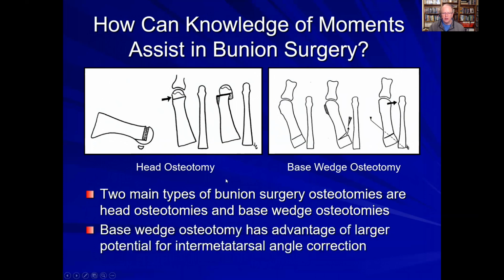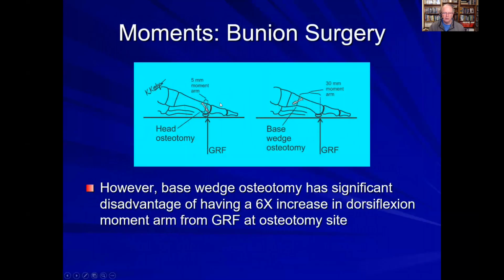So when we do a base wedge osteotomy, it has a distinct advantage since it has a longer moment arm to the head of the first metatarsal. We can do larger angular corrections, whereas in the head osteotomy, we can do only smaller corrections of the intermetatarsal angle, which is dependent on the width of the metatarsal neck. Well, there's a double-edged sword to this.